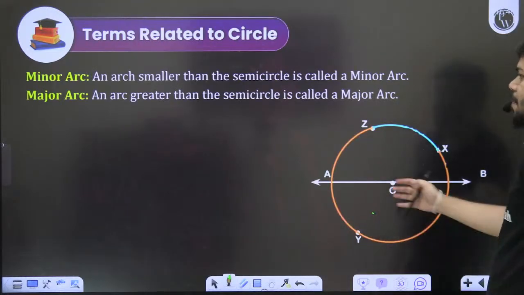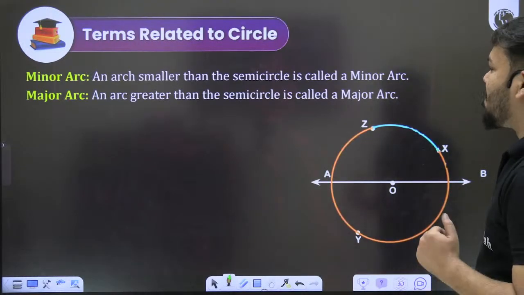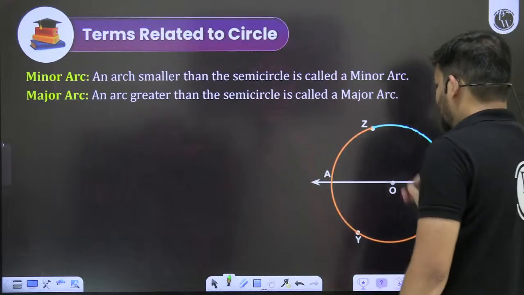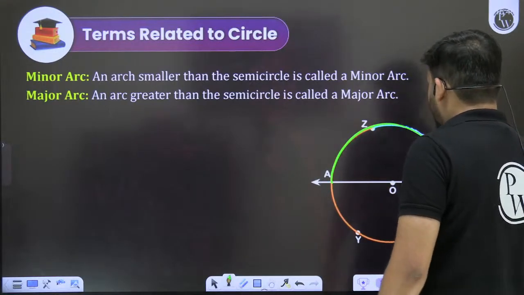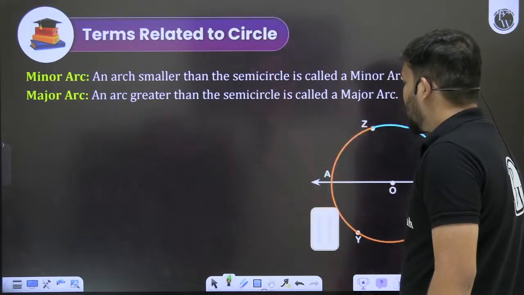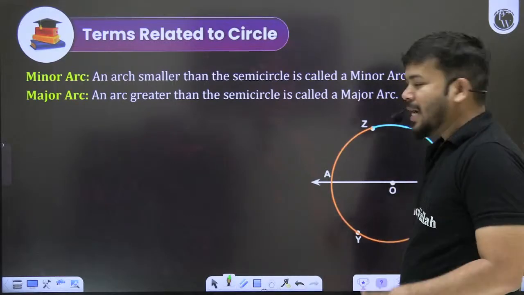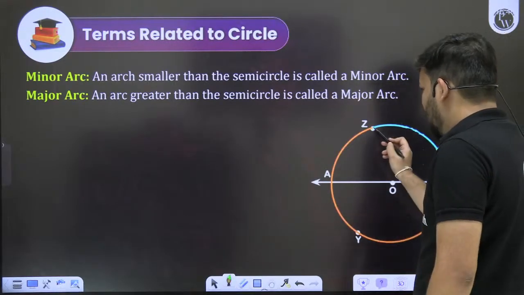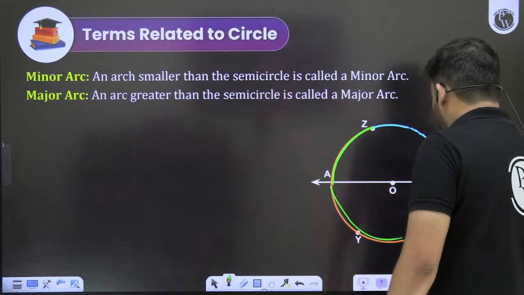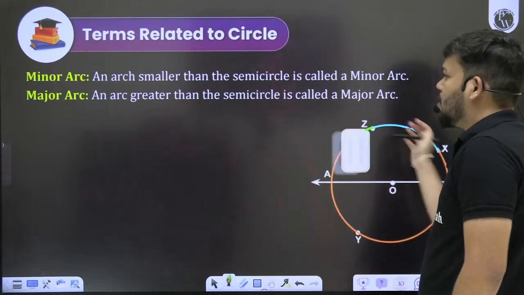Next, an arc smaller than the semicircle is known as a minor arc. A semicircle means half of the circle. Smaller than the semicircle is known as a minor arc, and larger than the semicircle is known as a major arc. You can see here, this is a semicircle, then larger than that, right? Yes.